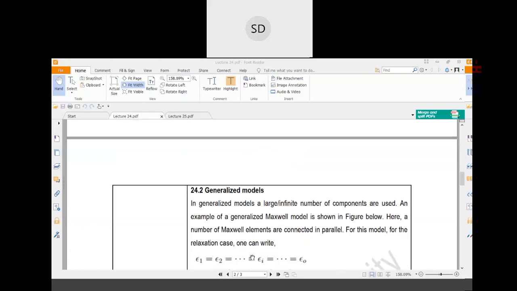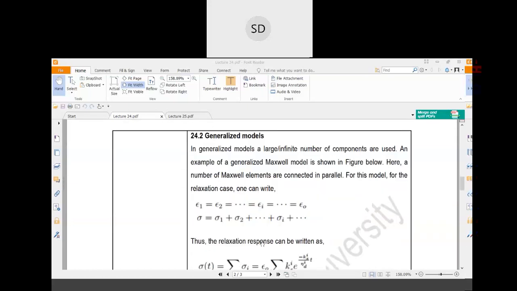Now, after that, there is one generalized model. If you increase the number of components, you get a three-component model, a four-component model. Now, if you increase the components of the model to n numbers, that type of model is called a generalized model. In generalized models, a large number of components are used, so instead of two or three components, there are n components.